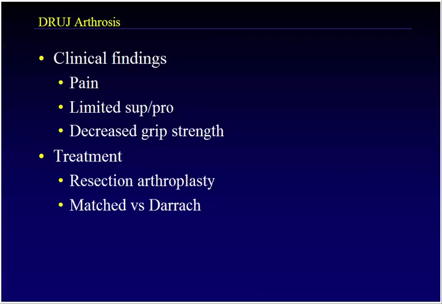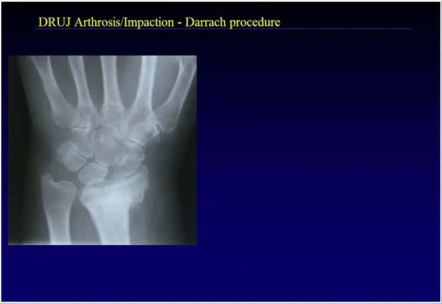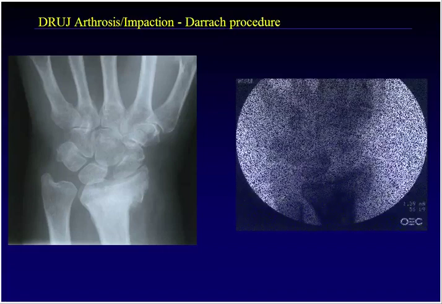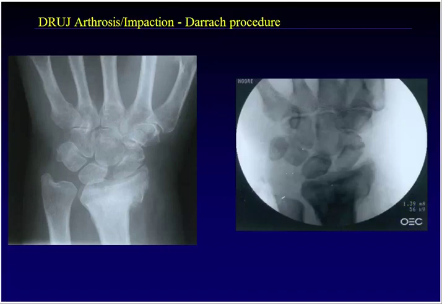So DRUJ arthrosis, the clinical findings are pain, limited supination and pronation of the forearm, decreased grip strength. The treatment for it would be a resection arthroplasty. That can be either through a Matched or a DERA type procedure. Here's a patient that has significant DRUJ arthrosis secondary to malunion of the distal radius fracture, and the patient gets treated, as you see here, with resection of the distal ulna through a DERA type procedure and can be expected to have a reasonable functional result.